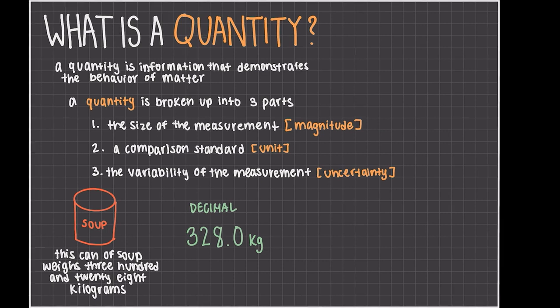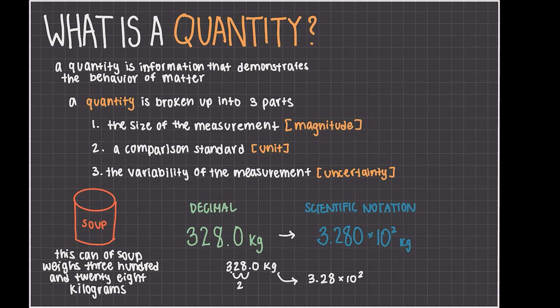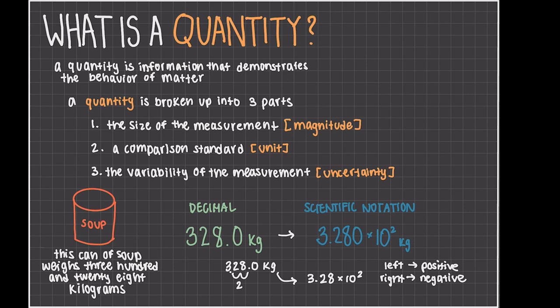The second way we can write this is in scientific notation. In scientific notation, there's only one value before the decimal point. If the number has more than one, the decimal is moved and a 10 is added to represent the amount of times the decimal needs to be moved. When the decimal is moved to the right, you add a negative exponent, and when it is moved to the left, you add a positive exponent.